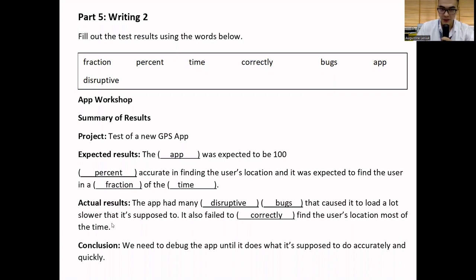Actual results: the app had many disruptive bugs that caused it to load a lot slower than it's supposed to. It also failed to correctly find the user's location most of the time. Conclusion: we need to debug the app until it does what it's supposed to do accurately and quickly. Okay, so those are the answers, and that's it for this section of the unit.